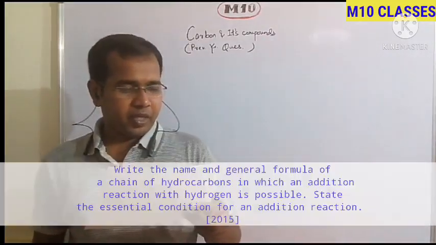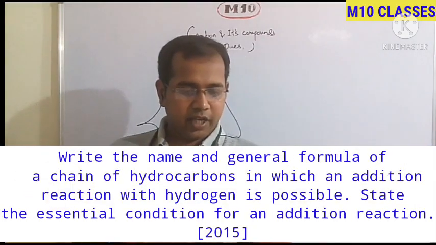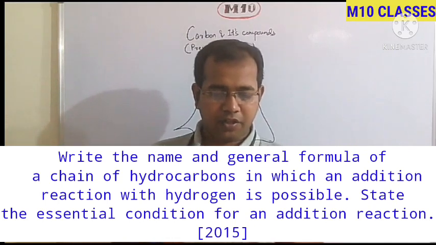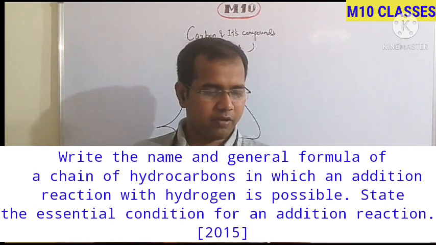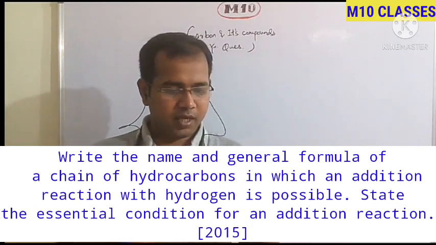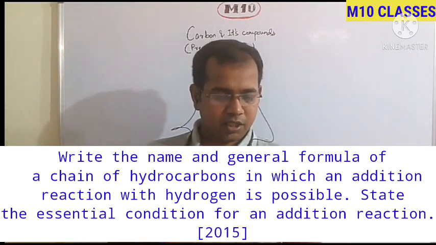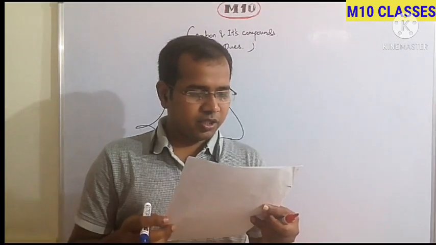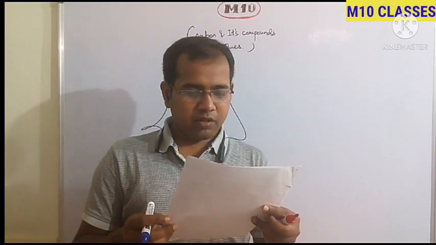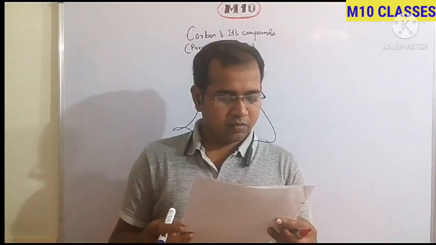Next question. Question number 5. Write the name and general formula of a chain of hydrocarbons in which an addition reaction with hydrogen is possible. State the essential condition for an addition reaction. Stating this condition, write a chemical equation giving the name of the reactant and product of the reaction.